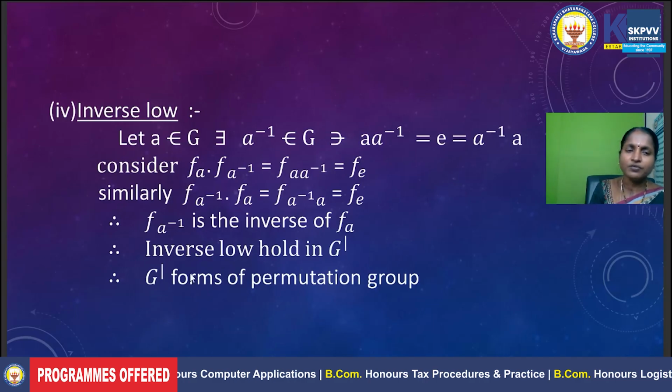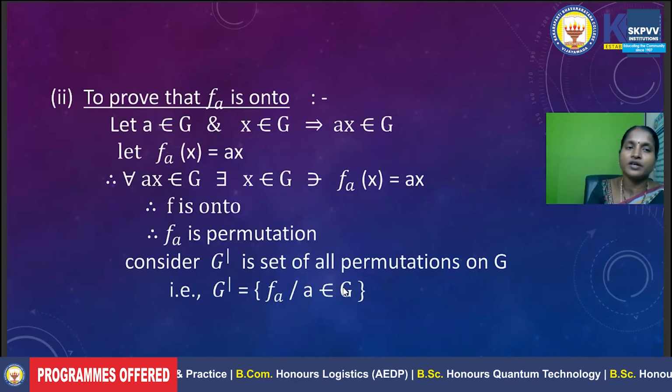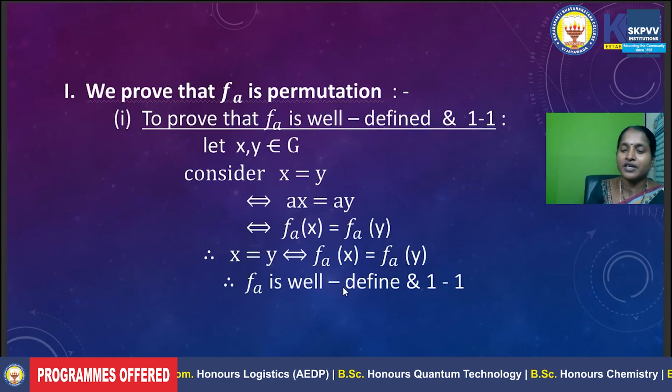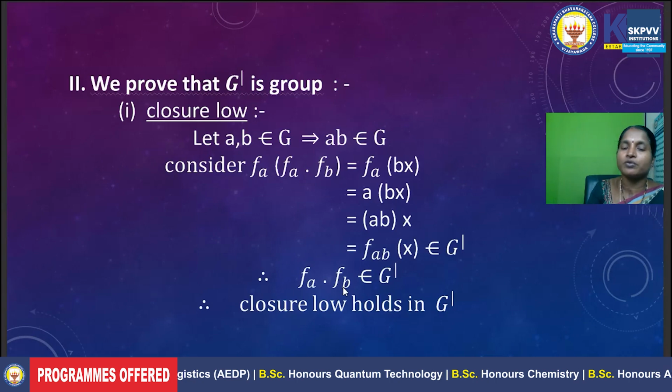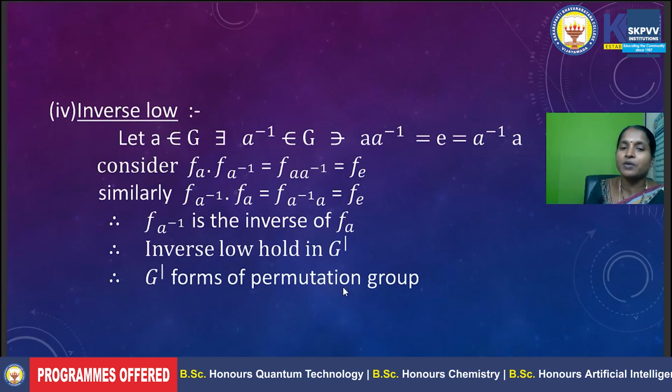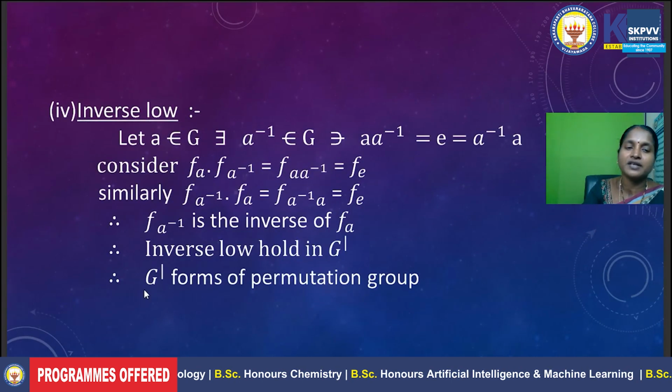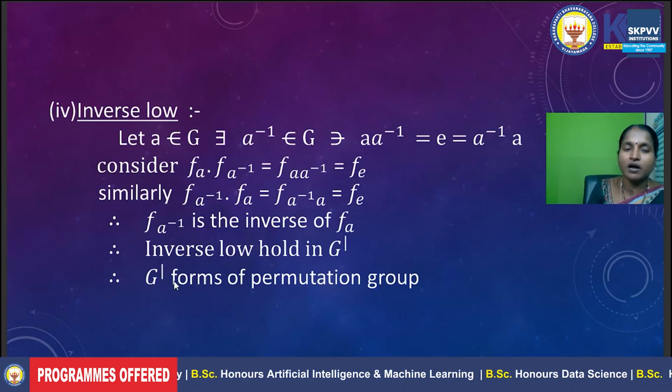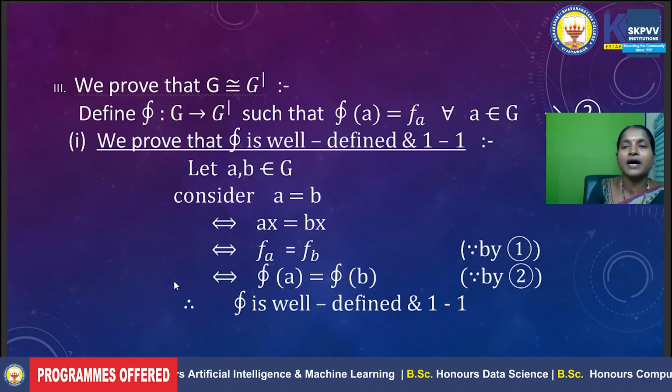So finally you can say that G dash forms a permutation group. Is it clear? In part 1 we proved that f_a is a permutation. In part 2 we proved that the f_a form a permutation group, which we name G dash. So part 1 and part 2 are over. Now we prove part 3: G is isomorphic to G dash.